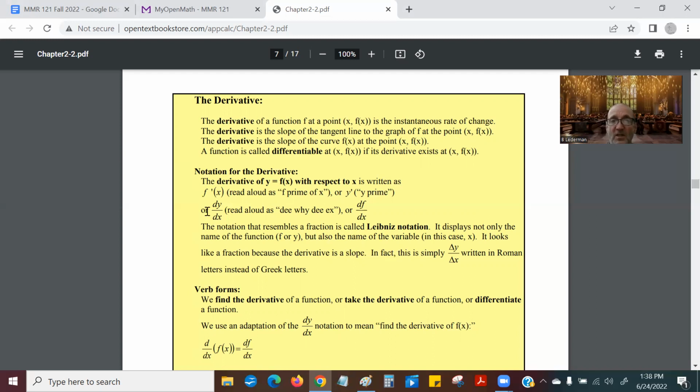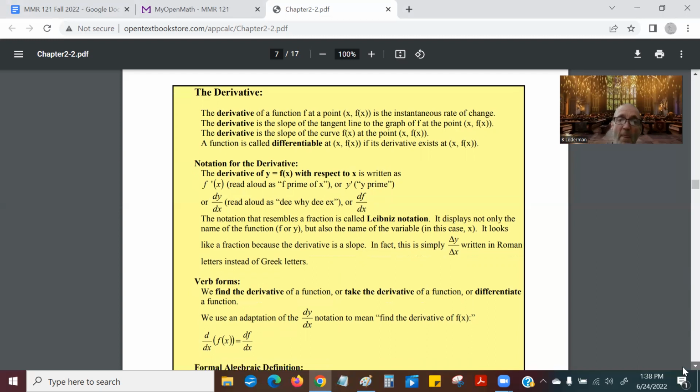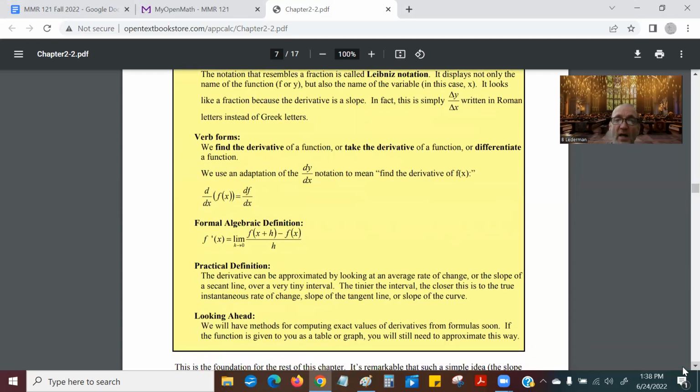Now, what's good about the Leibniz notation, it's a little clunkier, but it does remind us more of delta y over delta x, which is the slope. So that's a good thing. So you say we find a derivative, take a derivative, or differentiate a function. These are just different ways that we say what we're doing here. And the formal algebra definition, which I tried very hard to write by hand, is f prime of x is the limit as h goes to 0 of f of x plus h minus f of x over h. Tattoo this into your brains, because even if you don't, it'll get tattooed, because we're going to be doing this over and over and over again.